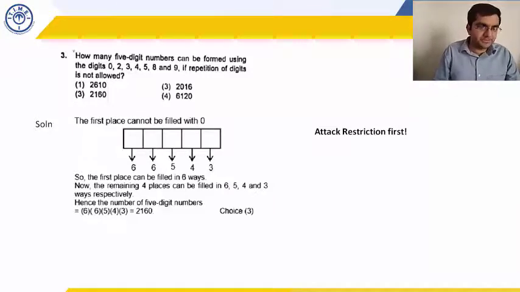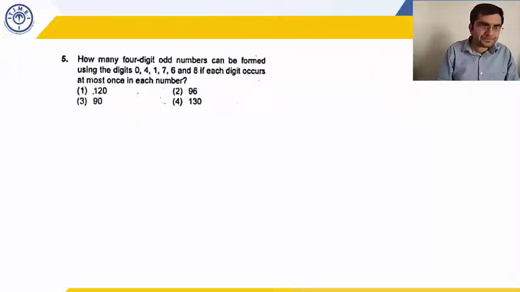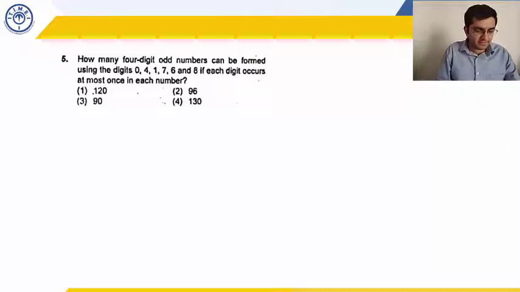Let's look at a similar question with slightly more complication. Question number 5. How many 4-digit odd numbers can be formed using the digits 0, 4, 1, 7, 6 and 8 if each digit occurs at most once in each number? Please take 30 seconds.